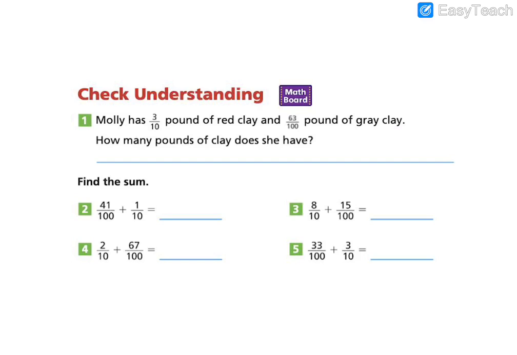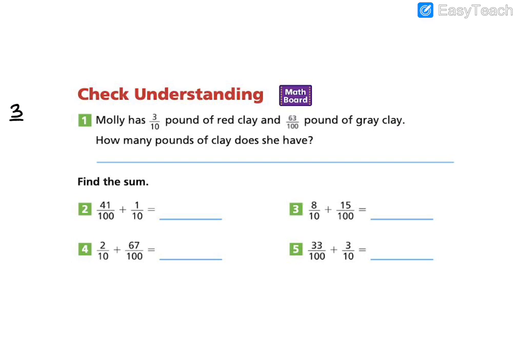All right. Let's go ahead and complete the check understanding. If you are feeling confident with this, please pause the video and complete this on your own. If you would like more practice, stay and do it with me on the video. Number 1, Molly has 3/10 of a pound of red clay and 63/100 of a pound of gray clay. How many pounds of clay does she have?